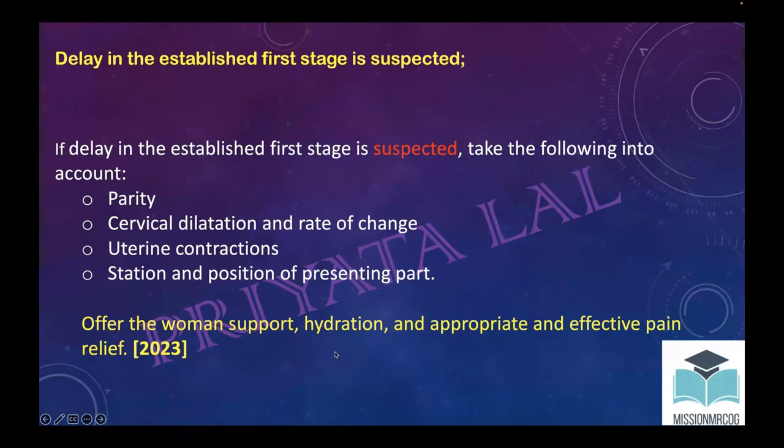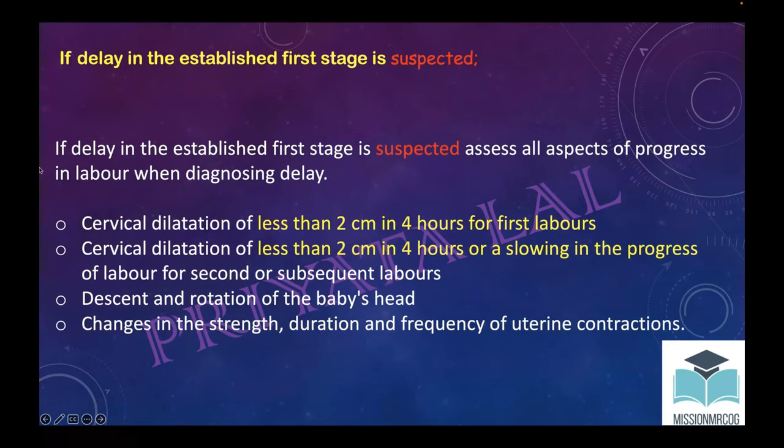Now when is a delay in the first stage of labor suspected? When the dilatation is less than 2 centimeters in 4 hours, and this is the same for primigravidas and also multigravidas. Apart from this, if there is concern with the contraction strength and also with the descent and rotation of the baby's head, then you will suspect that there is a delay in the first stage of labor.